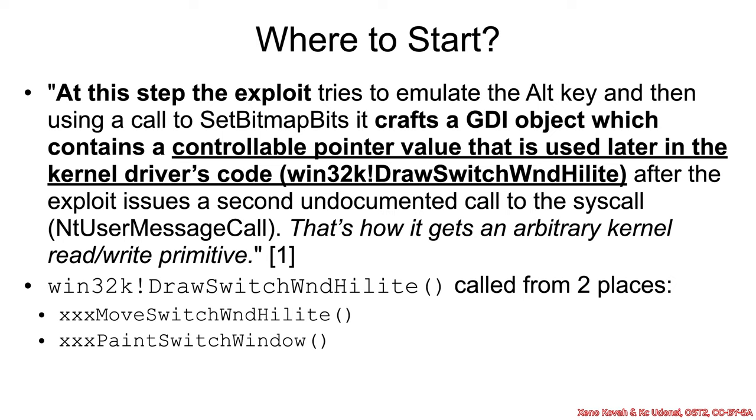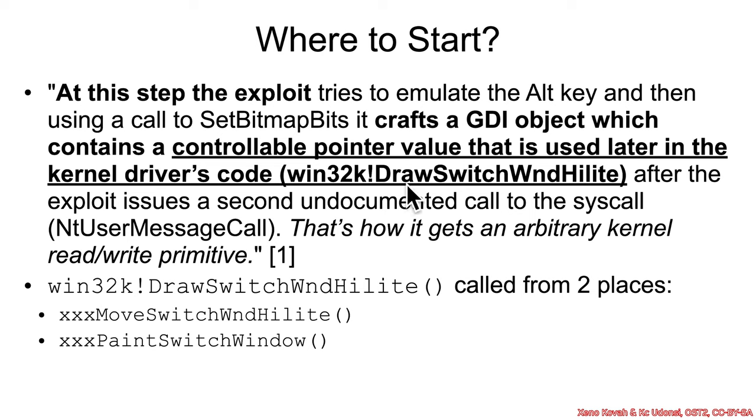So based on the Kaspersky write-up, he has a question of, well, where do I start? And there's an important statement in the Kaspersky write-up that reads as follows. At this step, the exploit tries to emulate the alt keys, and then using a call to set bitmap bits, it crafts a GDI object which contains a controllable pointer value that is used later in the kernel driver's code. Specifically, it says in the kernel driver's code at win32k, which is the kernel driver, and the function is draw switch window highlight. And it's saying that occurs after the exploit issues a second undocumented call to the system call NT user message call. That's how it gets an arbitrary kernel read-write primitive.